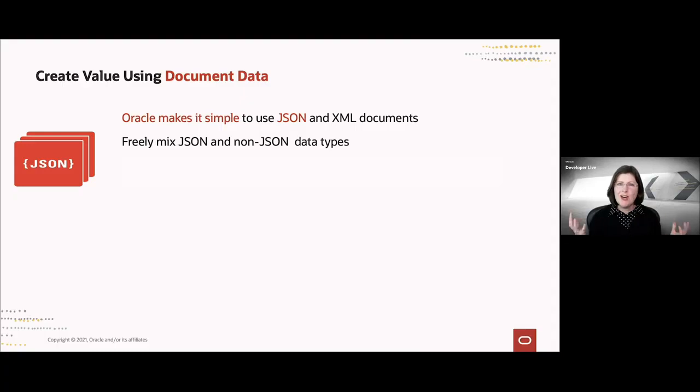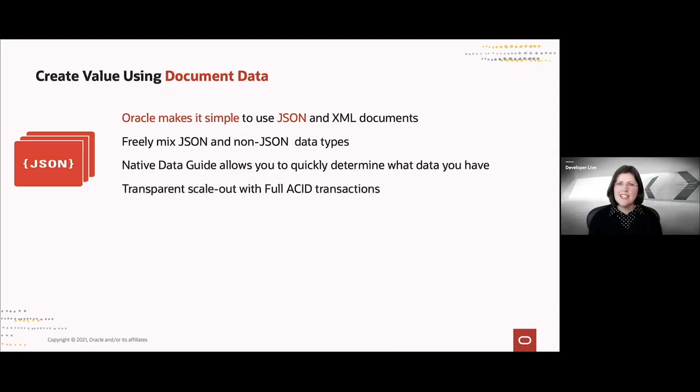Now, one of the downsides of storing everything in documents is the more documents that you store, the harder it is to determine exactly what data you have. Because remember, we're able to evolve the schema inside of those documents rapidly. And Oracle makes it super easy to unravel all of that complexity because we offer a native built-in JSON data guide that allows you to understand exactly what data you have stored in all of those documents. And of course, because the documents are stored inside an Oracle database, you're going to get transparent scale out along with full ACID transactions on top of those JSON documents.